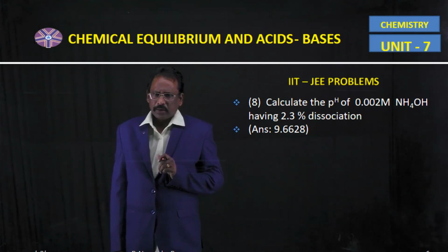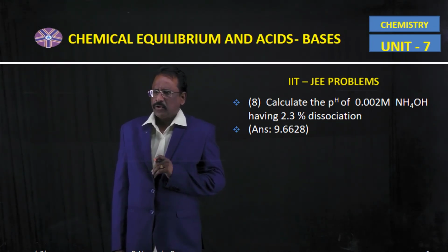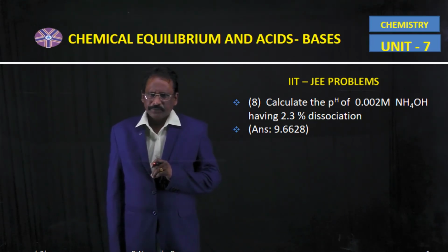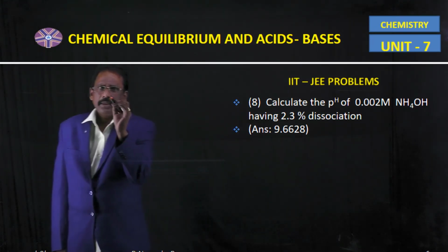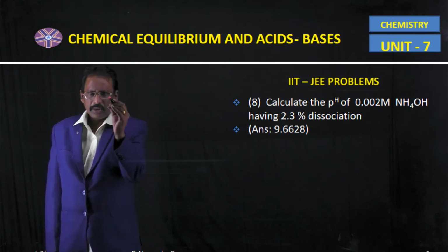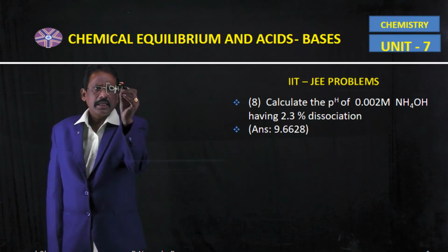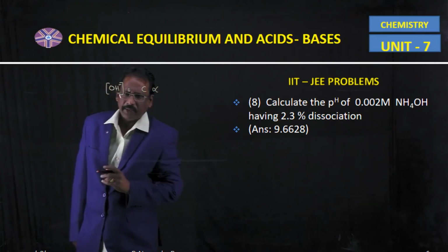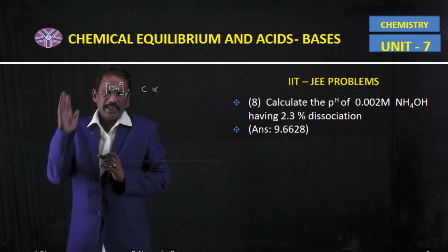Now in this problem, calculate the pH of 0.002 molar ammonium hydroxide basic solution having 2.3% dissociation. Now in the dissociation of weak basic solution, OH minus ion active mass is also equal to C into alpha, where C is concentration of the weak basic solution.